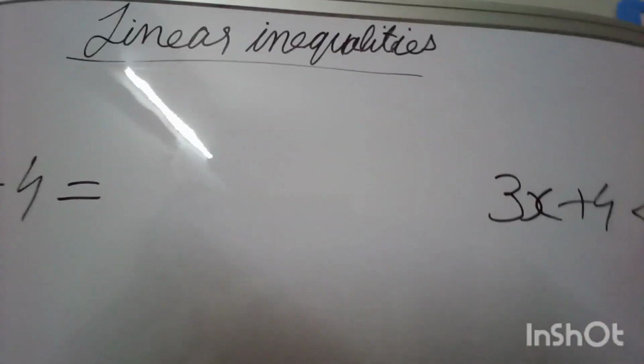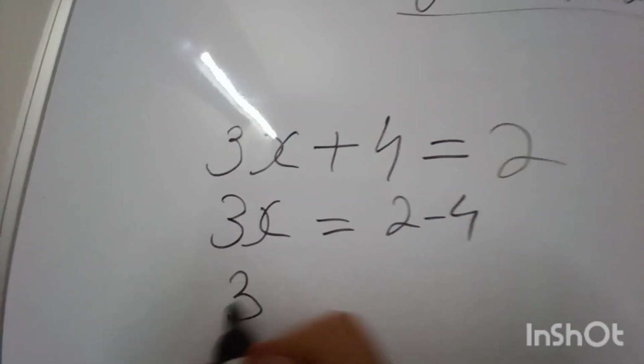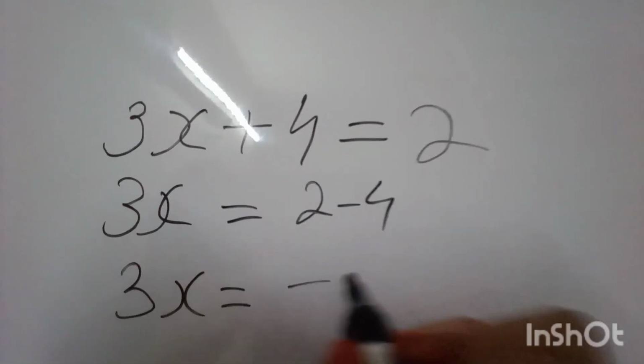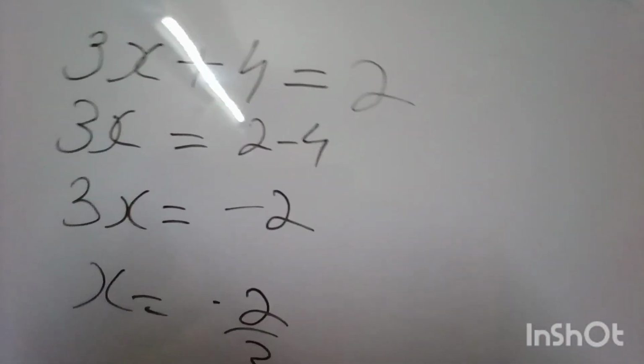Let me take x as 2. So now 2 minus 4, 3x is equal to minus 2. x is equal to minus 2 by 3. Now this is the answer. Now this we have to solve as an inequality.